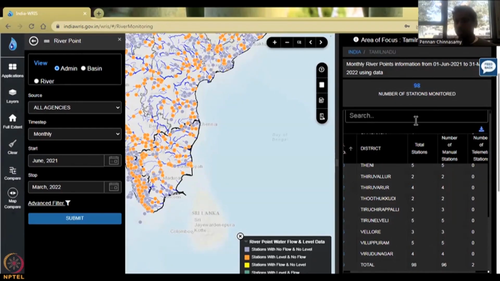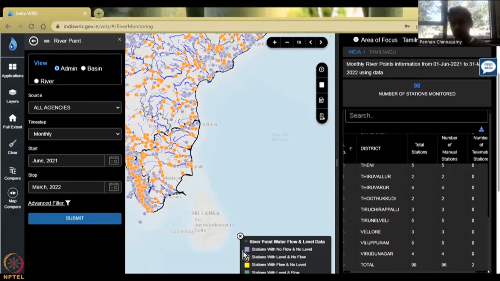Okay, so 98 stations are there, and these are the districts. If you click the districts, then the station name will come along the river. It is not a block because the rivers don't flow as a block. Wherever the river flows, they will put stations. I would also want to talk about this legend.